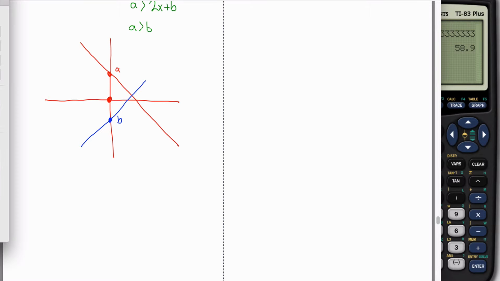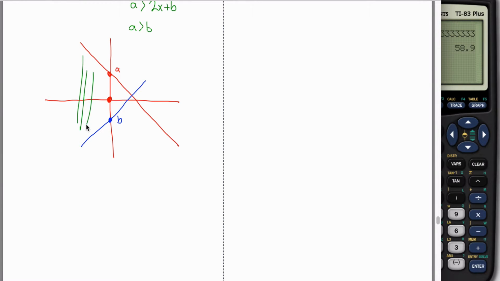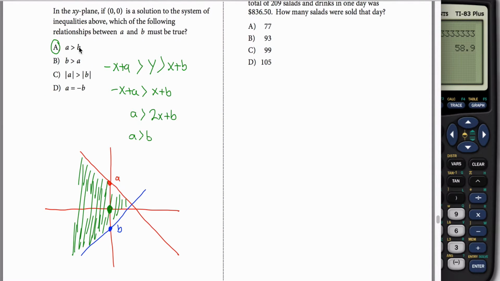So the region that is shaded below the red line and above the green line is this. So for the picture that I drew, this shaded green region is my solution set, and note that that includes that point. So okay, here's kind of what's going on in the problem. Which of these statements corresponds with that?